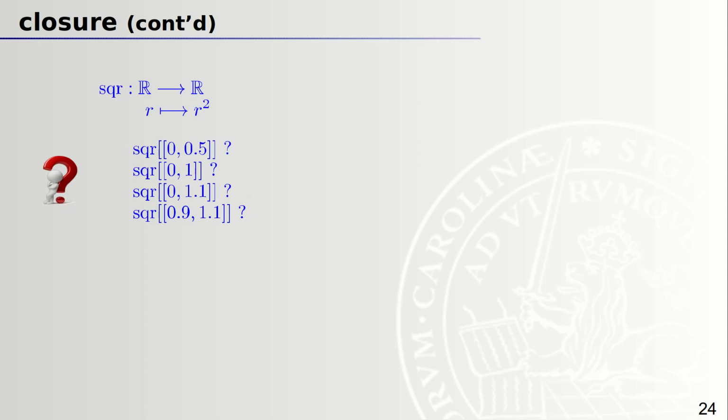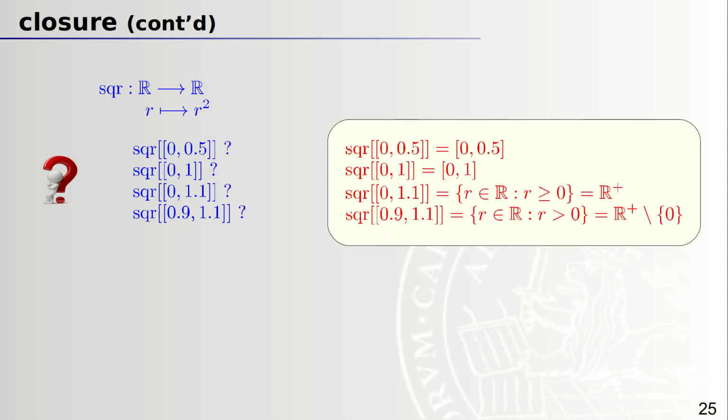For a few more closure examples, let us look at the square function over the real numbers. What are these closures? The closure of the interval 0 to 0.5 is that very same interval, since its image is already a subset of the interval and thus does not add any new elements. Put differently, the square function does not leave that interval for any values in it. The same is true for the interval from 0 to 1, whose image happens to be the exact same interval.